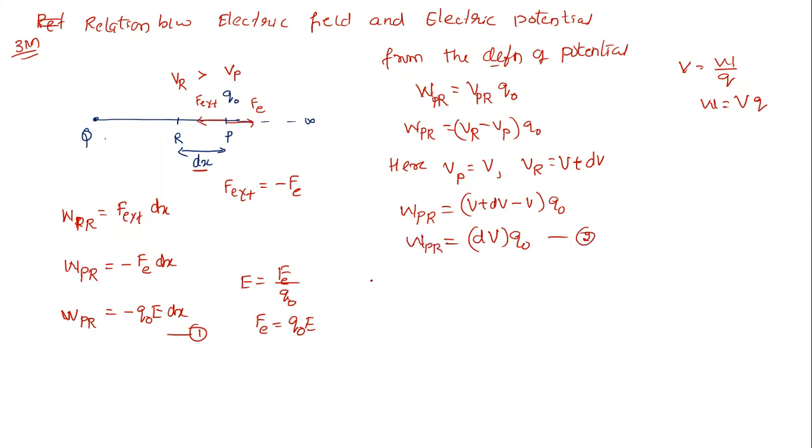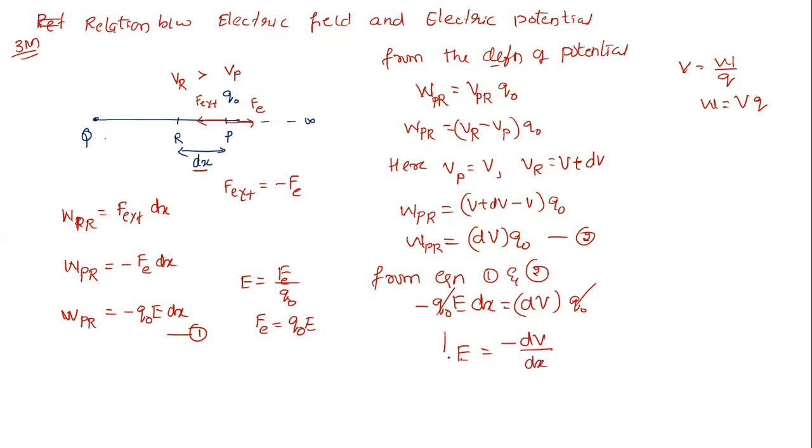Now compare equation 1 and 2, left hand side and right hand side. It becomes minus Q naught E into dx equal to dV multiplied by Q naught. Q naught and Q naught cancel. I write now electric field is equal to minus dV by dx. So this is the relation between electric field and electric potential.